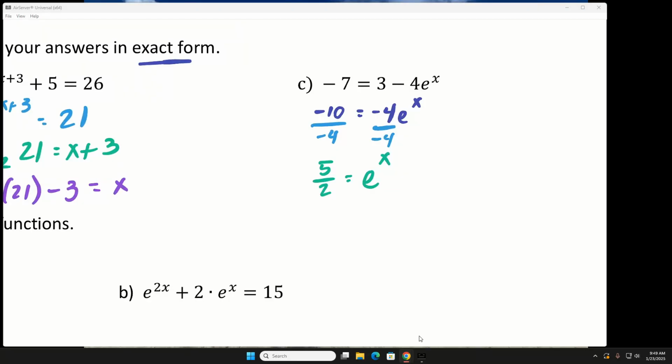All right, so if e is the base, then what logarithm do we use? Good. The natural log of 5/2 is equal to x, and you're done. X is that. All right. Any questions?